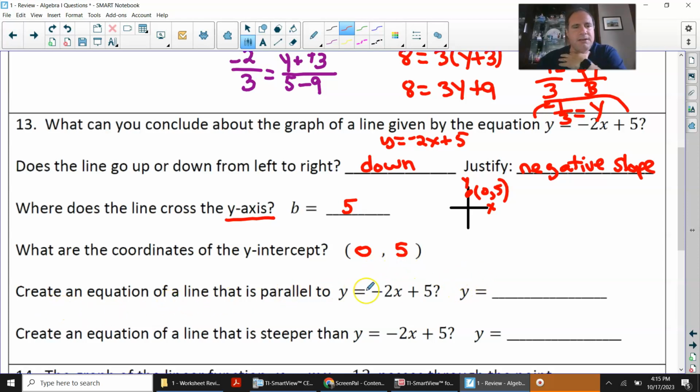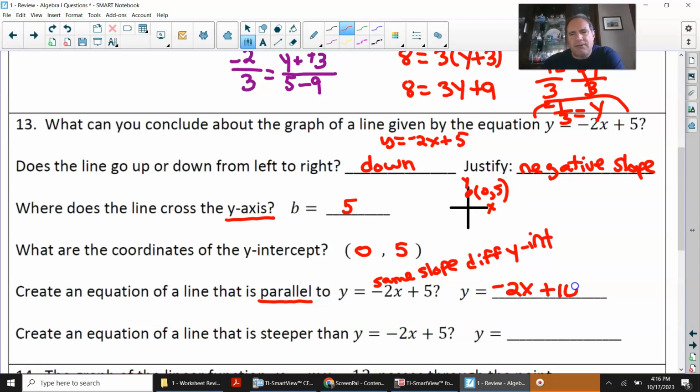x-coordinate. Create an equation of a line that is parallel to y equals negative 2x plus 5. Same slope, different y-intercept. So the slope is negative 2x, so I'm going to have to put negative 2x, and I could just put any other number there. So it's 10. y equals negative 2x plus 10. You could put y equals just negative 2x. Those would be parallel because they have the same slope and different y-intercept.